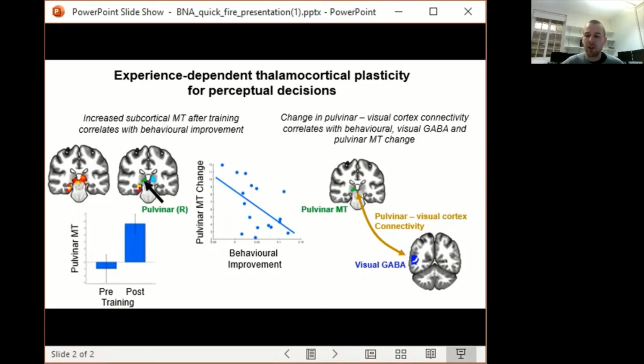Together, our findings suggest attentional thalamic mechanisms may interact with inhibitory processing in visual areas for improved perceptual judgments after training.